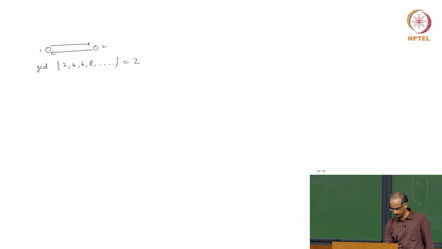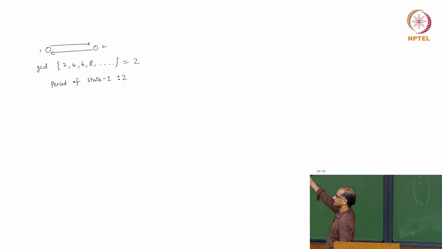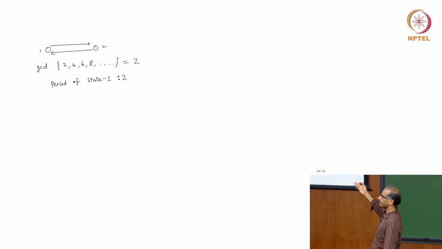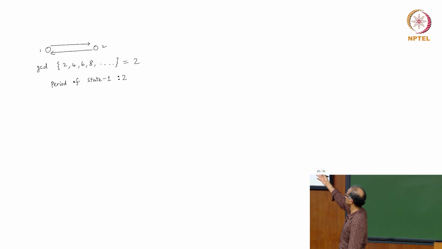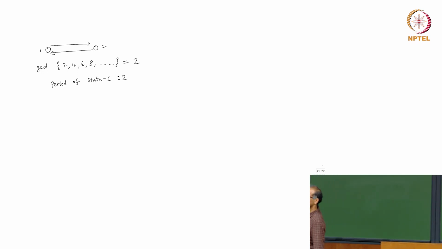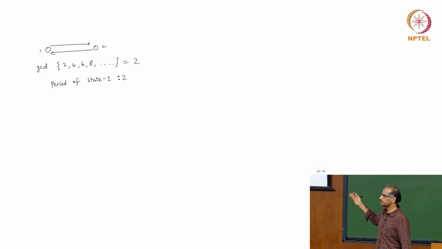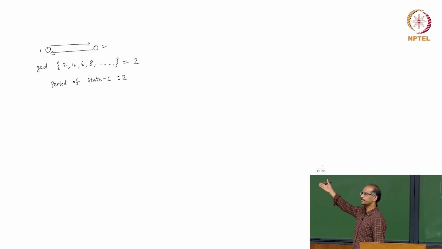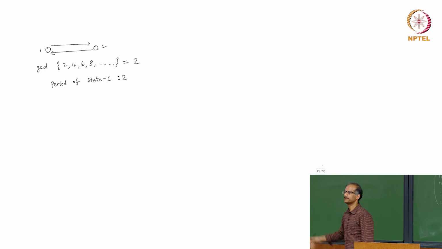So the period of the state labeled 1 is 2. Now you can do the same thing for state 2, but you don't have to. If you get the feel for this, it's quite a symmetric problem. So state 2 also has period 2. So in fact the entire Markov chain has period 2 in this case.